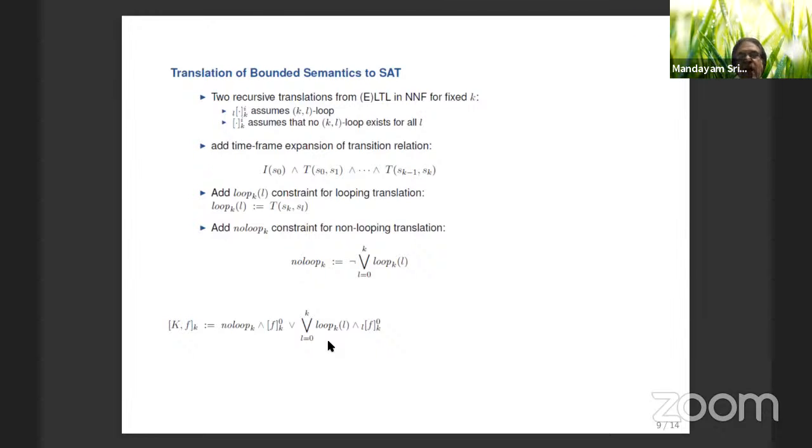So first, I wanted to give you the big picture, the top level structure of the BMC formula.